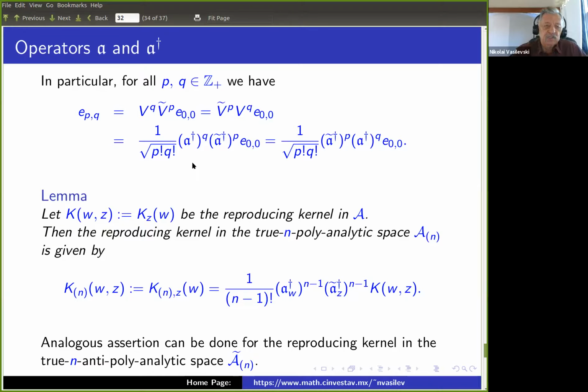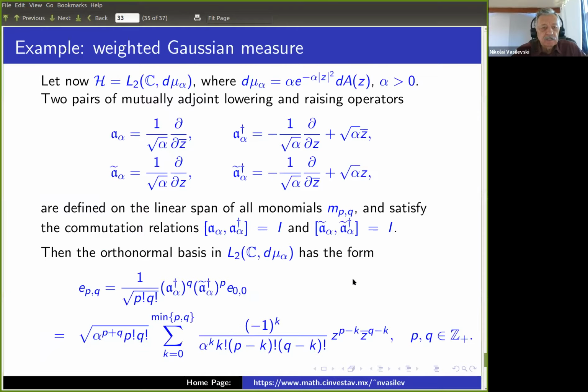And we can construct the reproducing kernel for each true polyanalytic space, starting from the reproducing kernel of the analytic space A. This is the formula. As an example, we may consider L2 over C with weighted Gaussian measure.